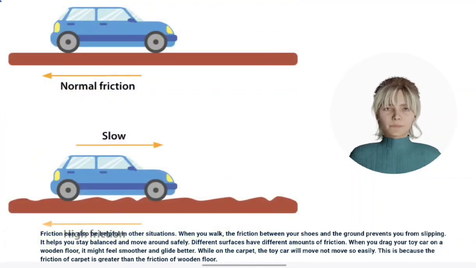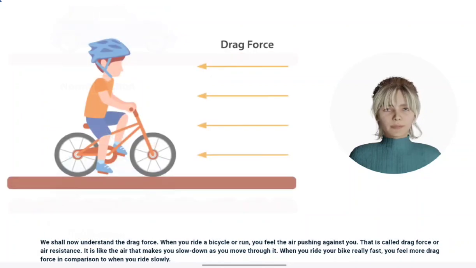Friction can also be helpful in other situations. When you walk, the friction between your shoes and the ground prevents you from slipping. It helps you stay balanced and move around safely. Different surfaces have different amounts of friction. When you drag your toy car on a wooden floor, it might feel smoother and glide better. While on the carpet, the toy car will not move so easily. This is because the friction of carpet is greater than the friction of wooden floor.